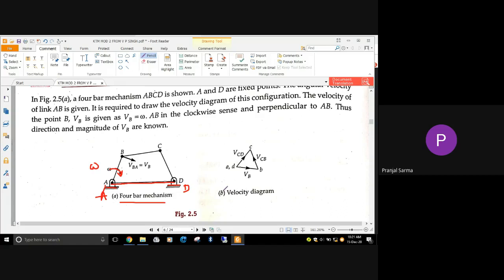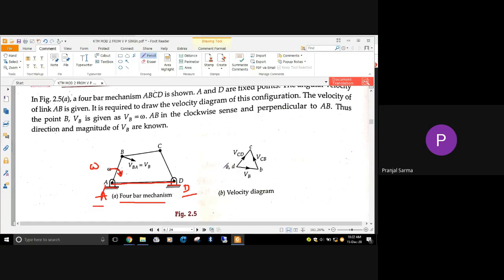For drawing the velocity diagram, we use small letters. These two points, A and D, as they are fixed, can be considered as the same point, because whenever we talk about a fixed point, we get absolute velocities with respect to it. If they are fixed, the absolute velocity of other points with respect to either of these fixed points will remain the same. That's why in the velocity diagram, A and D will be considered as the same point.